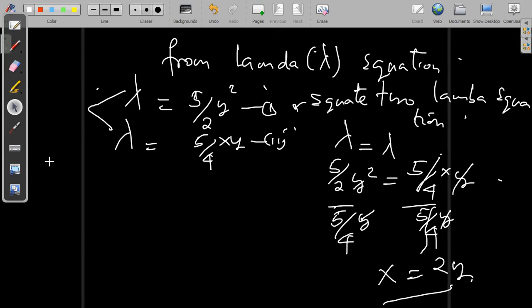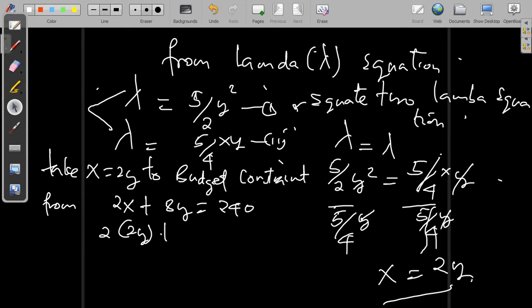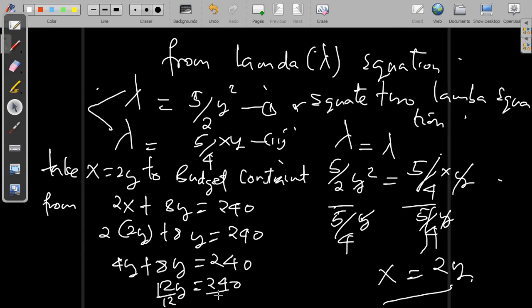Now take x is equal to 2y, plug into the budget constraint, so as you can obtain the real value of x and y. So we take the budget constraint, that is 2x plus 8y is equal to 240. Plug in the x value, it will give you 2 times 2y plus 8y is equal to 240. So 4y plus 8y is equal to 12y is equal to 240. Divided by 12 on both sides, y will be equal to 240 divided by 12, it will give you exactly 20.